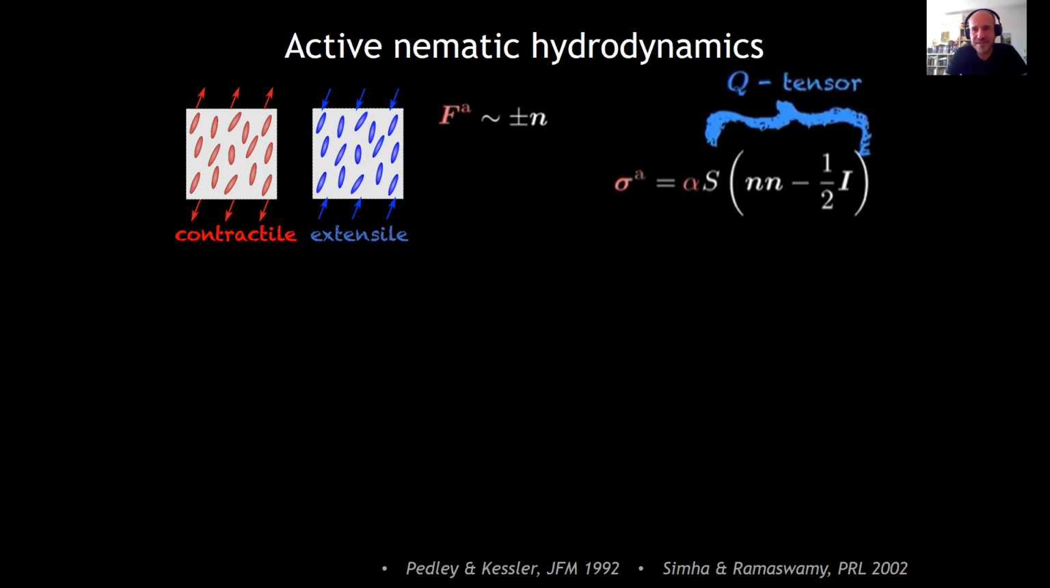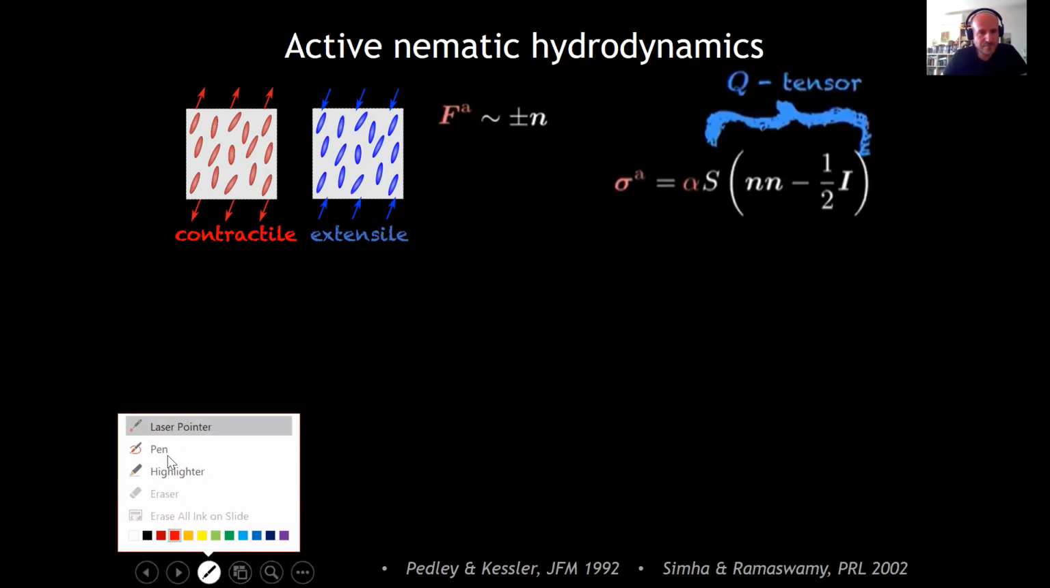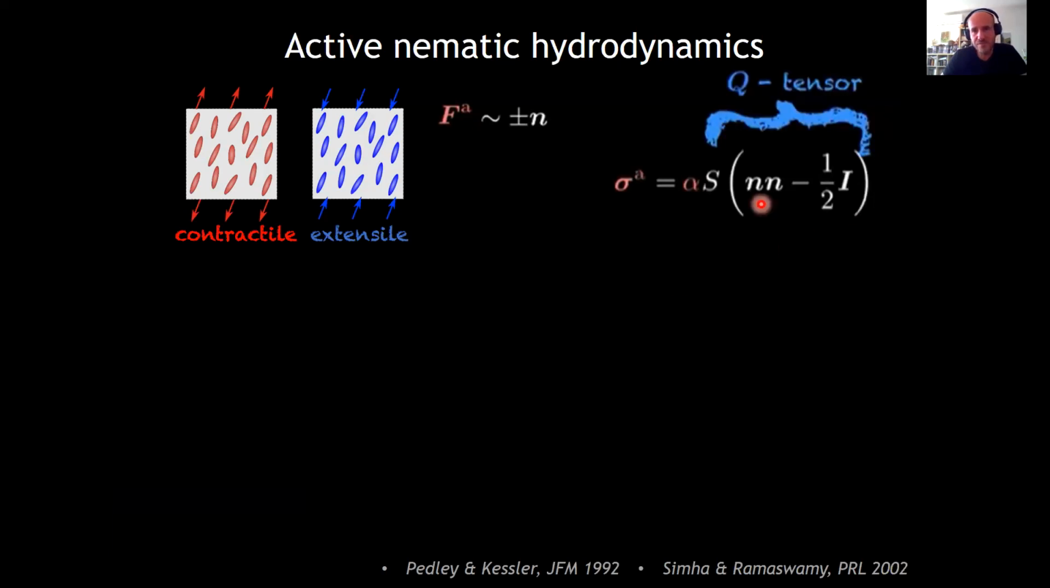In this case, you're using this formalism which is called the Q tensor, which describes the orientation but takes into account the head-tail symmetry in the system. And alpha here is the activity. S, the order parameter, just says how particles are ordered inside of this finite volume, and N is the director.